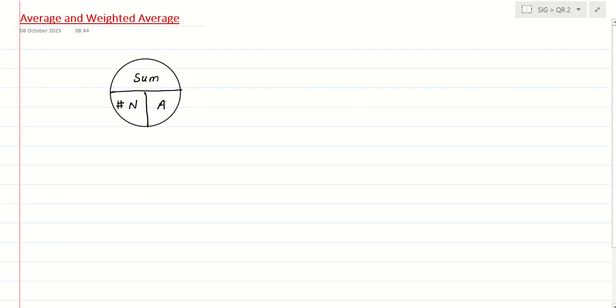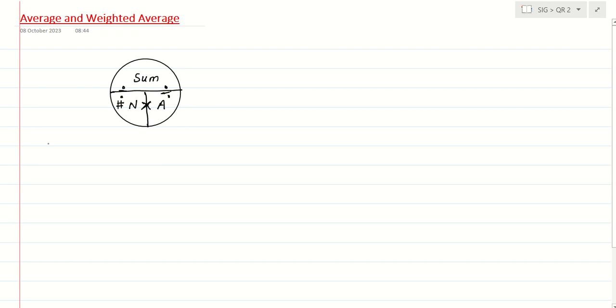So how to find the average? Average equals sum divided by number of terms. I'll get the average. And how do I get the summation? I'll multiply average into number of terms, I'll get the summation. And the sum divided by average, I'll get the number of terms, number of elements, right?